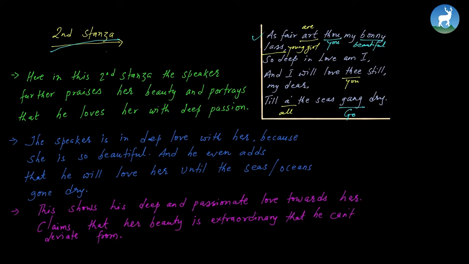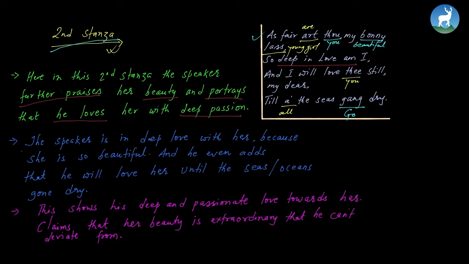In the second stanza, the speaker further praises her beauty and portrays that he loves her with a deep passion. She is so beautiful, so young, so fair that the speaker praises her beauty. So he is so deeply in love, I am. That means he is in deep love with his beloved.